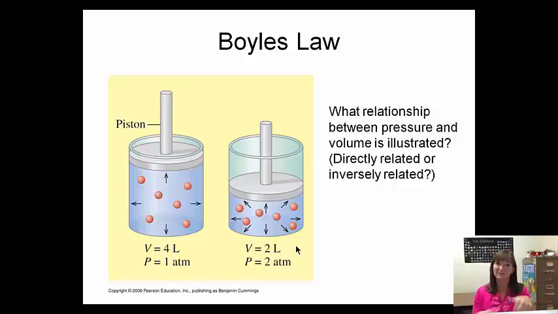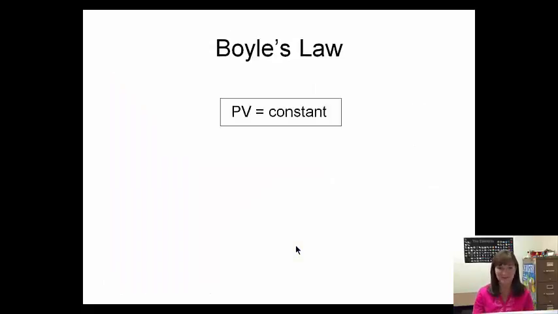And opposite, if volume goes down, the pressure is going to go up. So that's an inverse relationship. So make sure you know that. It turns out that the product of the pressure times the volume is always constant, assuming that you don't change the amount of moles of gas you have or change the temperature.